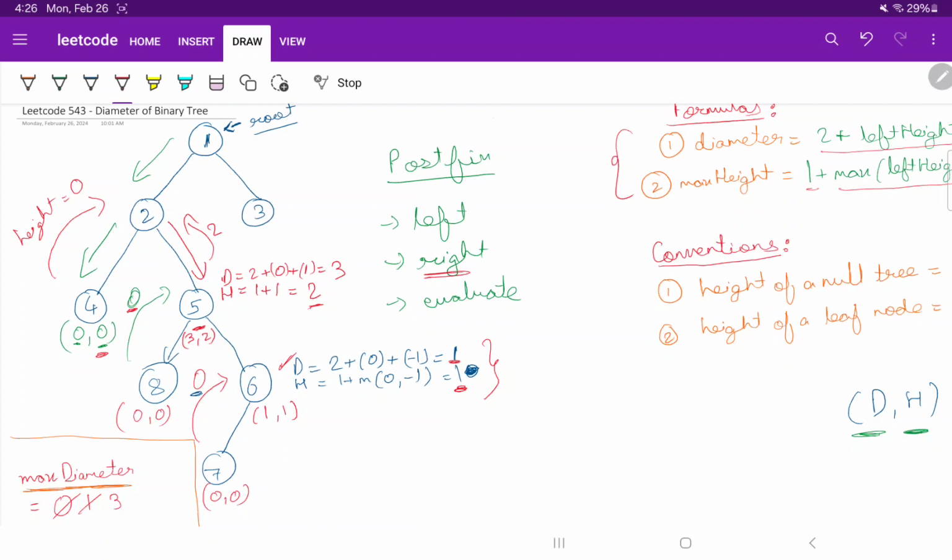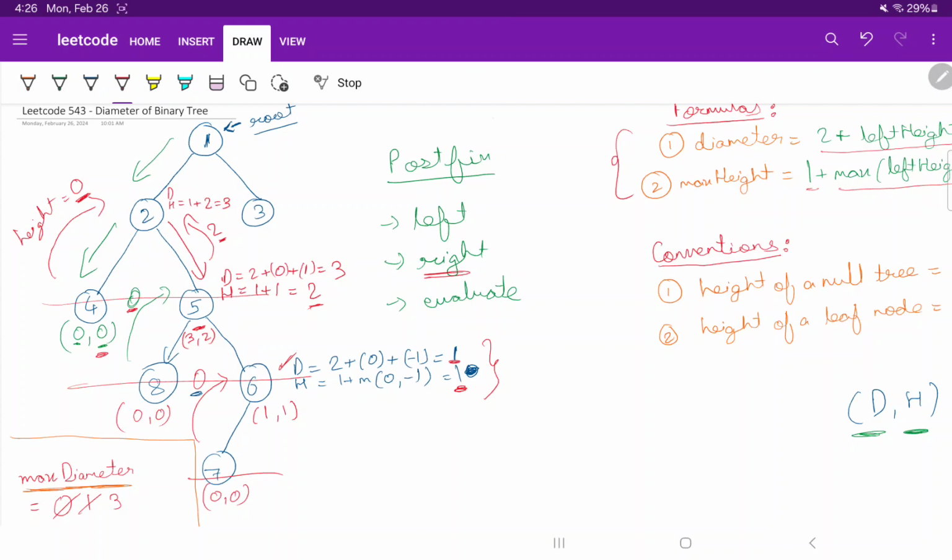And now we have 2 here, so we calculate D and H here. First we calculate height, 1 plus max of left height and right height. So from left we have 0 height and from right we have height 2. So what is the max of 0 and 2? That is 2. So this gives us 3. Height is 3 in this case, which you can also verify. This is height 1, this is height 2, this is height 3.